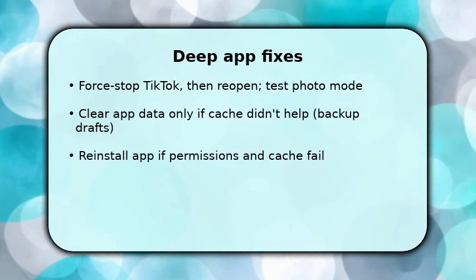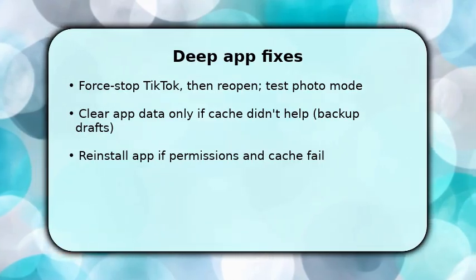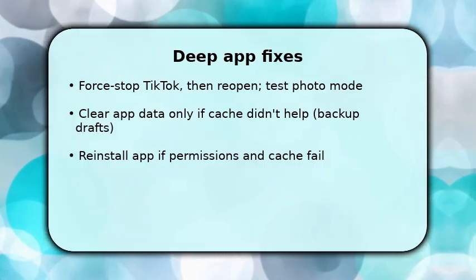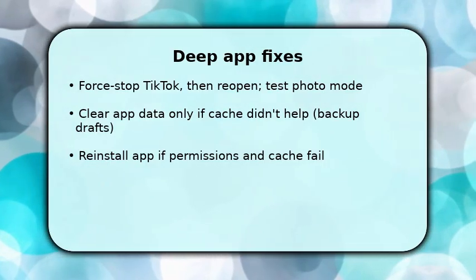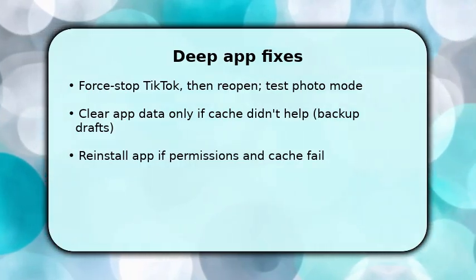You now perform deeper fixes. Force stop TikTok and reopen because a clean process can reinitialize camera modules. If that doesn't work, clear app data but first backup drafts, as clearing data resets settings that might block photo mode. Once cleared, reopen and try photo mode again.